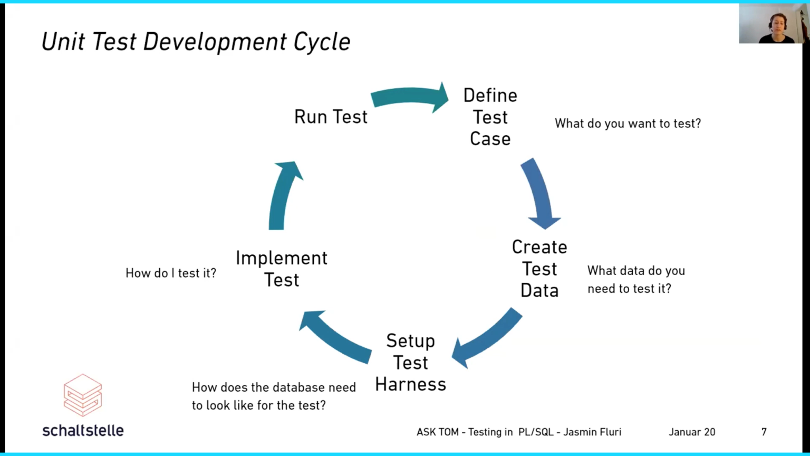The implementation of the test then continues. How do I test it? I write the code and then run the test. Is it working? Is it not working? If it's not working, I need to implement it again or change the implementation and then can run it again.